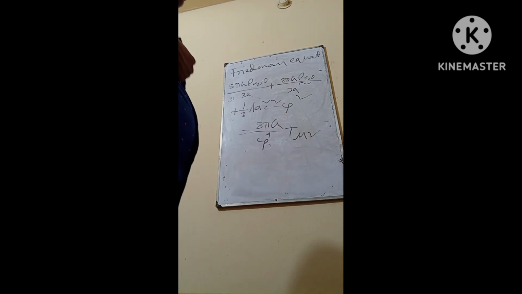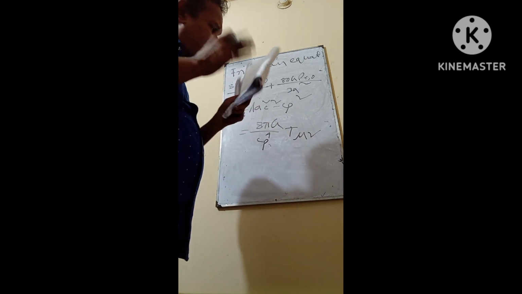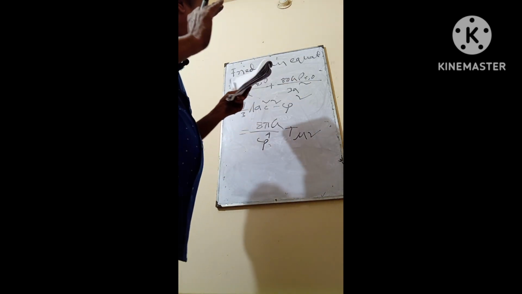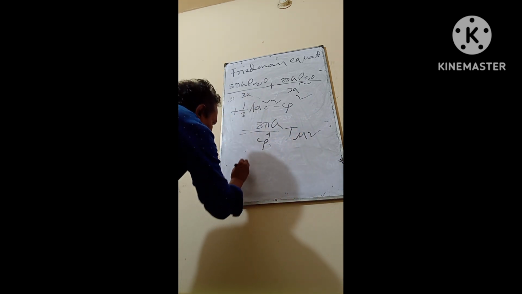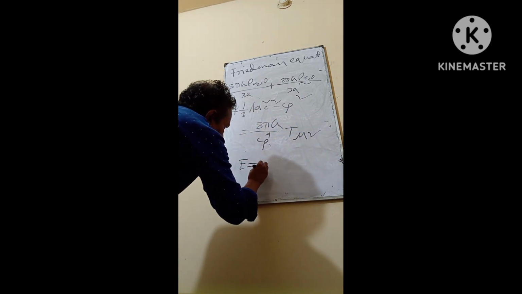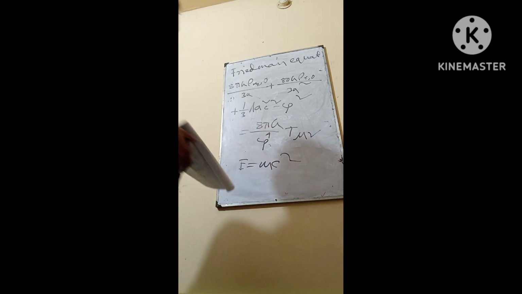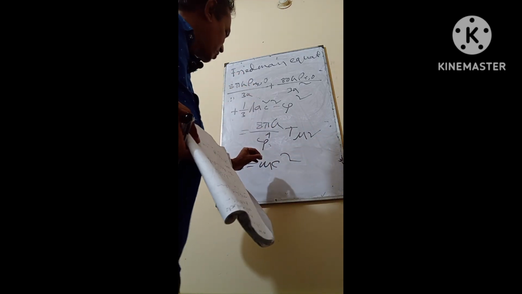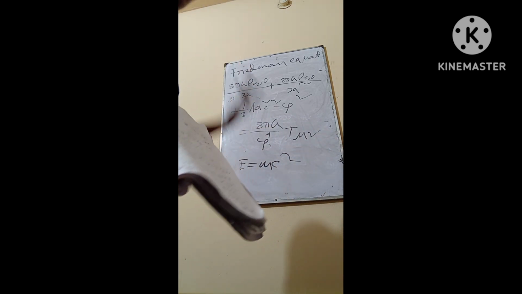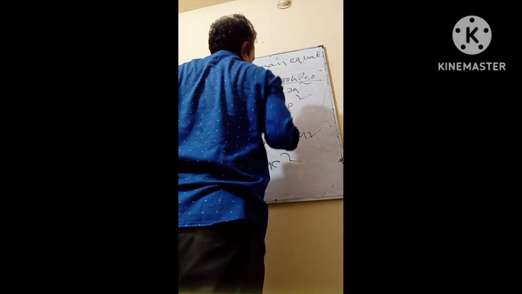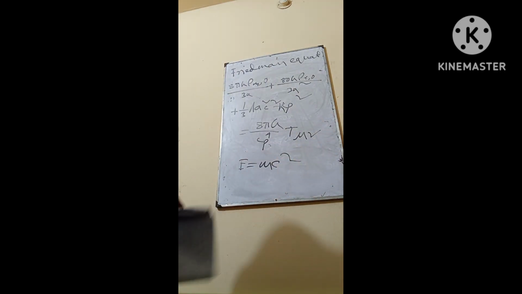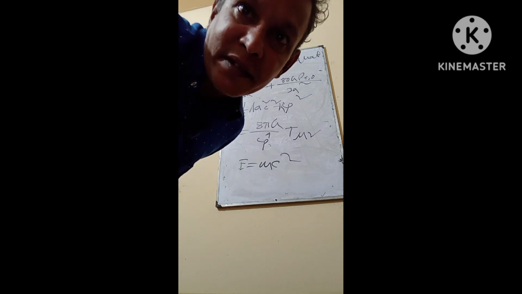In this equation, there is a lot of dark energy, dark matter, everything. By this equation, E is equal to mc square. The universe should be closed, but it is not closing. It is expanding rapidly.